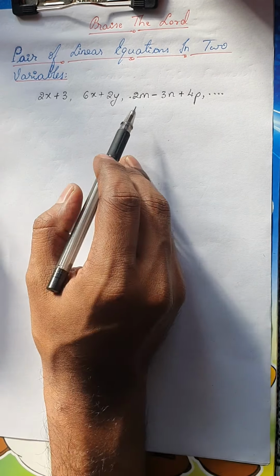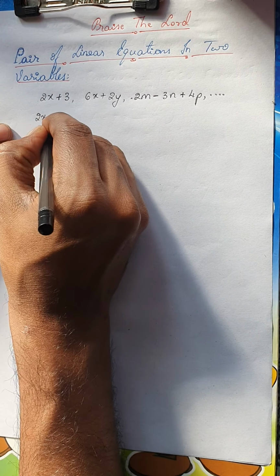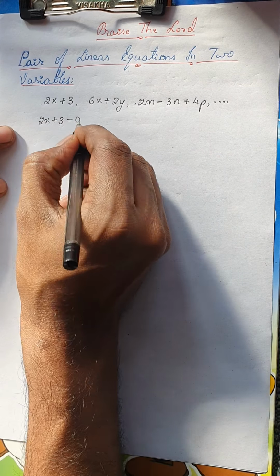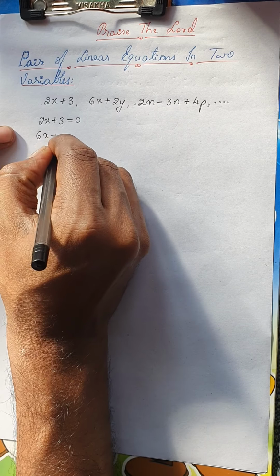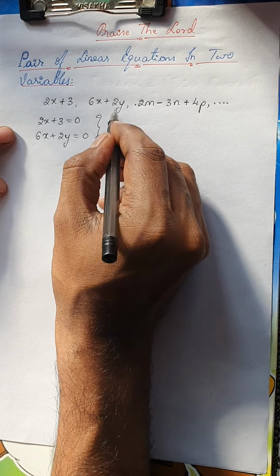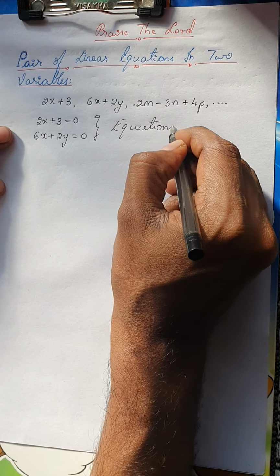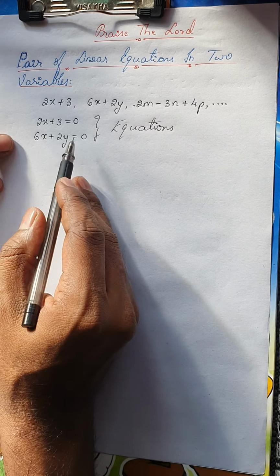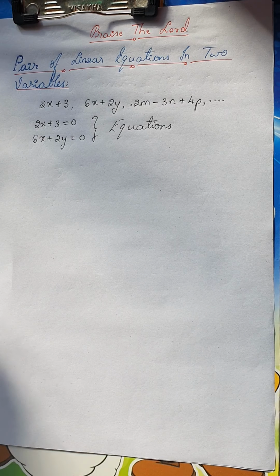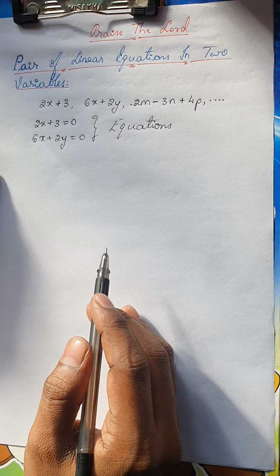For these expressions, if you add an equal sign, for example, if you take 2x plus 3 equals 0, or if you take 6x plus 2y is equal to 0, then this expression will become an equation. Remember, a mathematical expression will become an equation if you have an equal sign there. So this is just an introduction. Now let me go further into the topic.